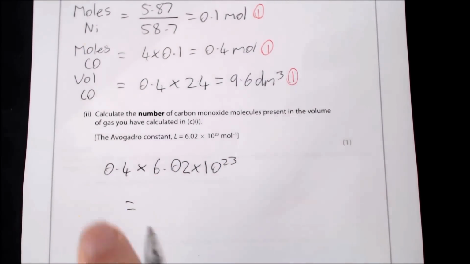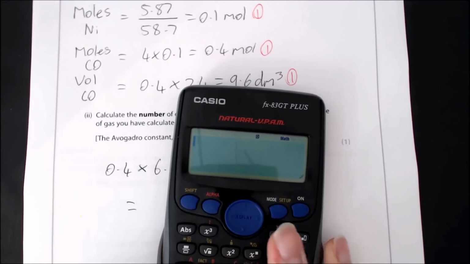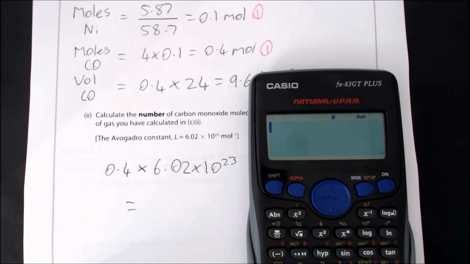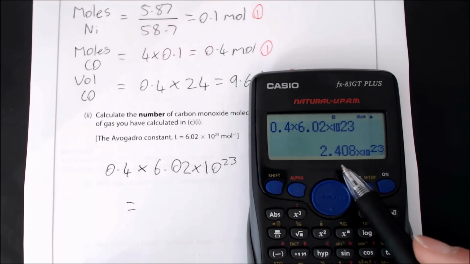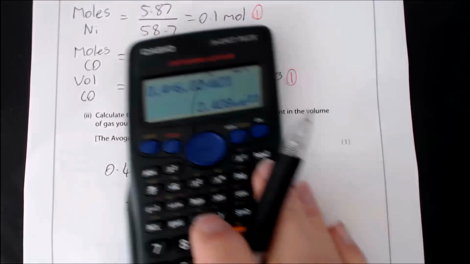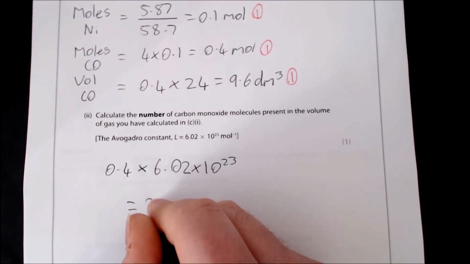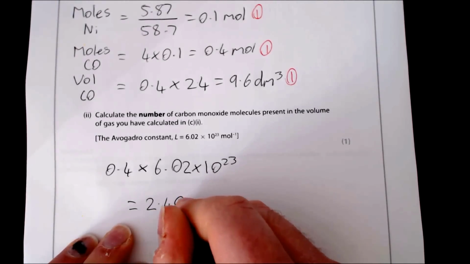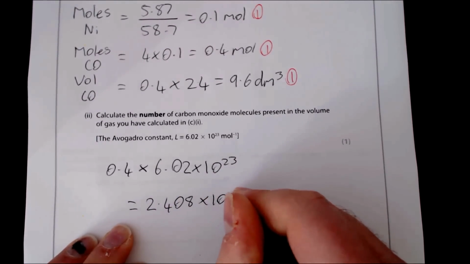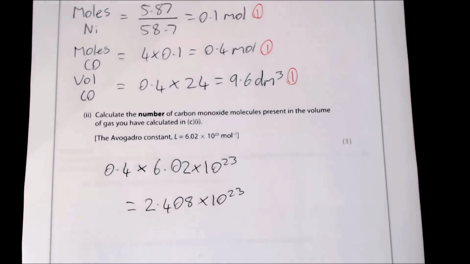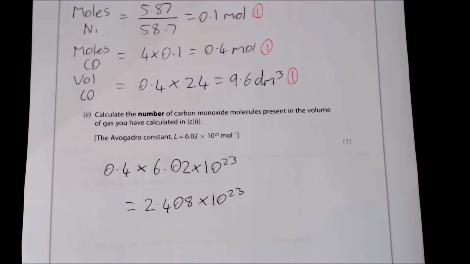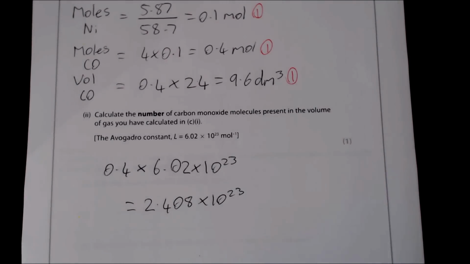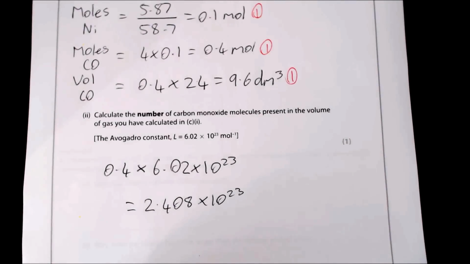And if we bring out our calculator, let's shove that across to there. So this is going to be 0.4 times by 6.02 times by 10 to the 23 equals there. So this is going to be 2.408 times 10 to the 23. So it's a lot of atoms. So 2.408 times by 10 to the 23 molecules, should we say, molecules of carbon monoxide that's present. So there we go. 1 mark, so just for the answer. Okay, and then for the next part.